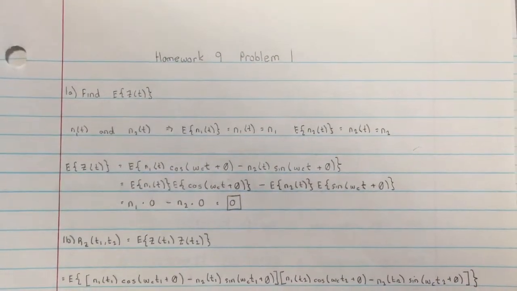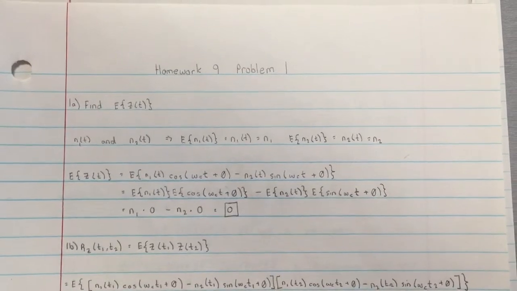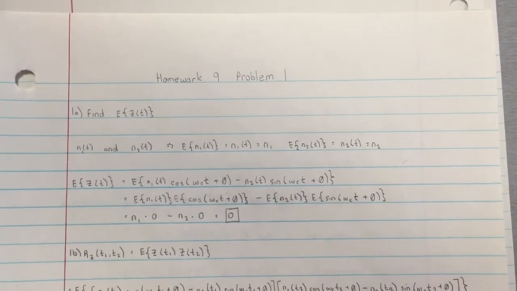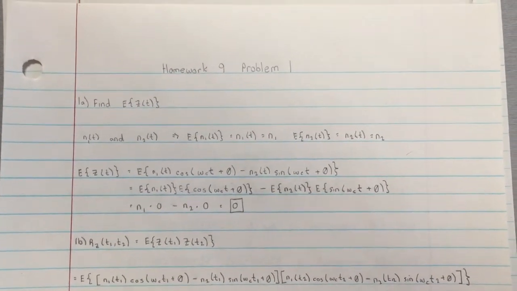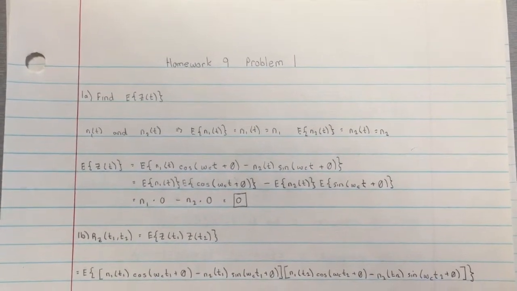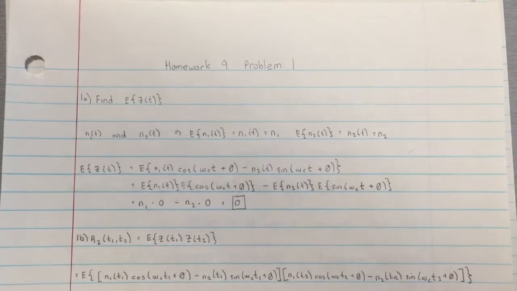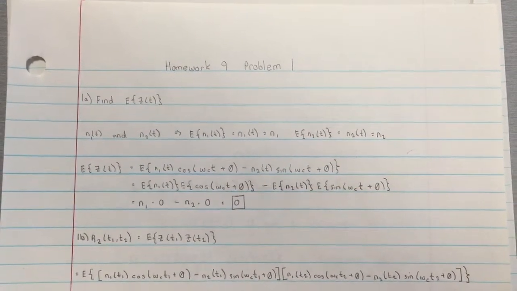Okay, so this is homework 9, problem 1. And so the first part, we are to find the expected value of z of t, where we have z of t equal to n1 of t times cos of wc times t plus theta, minus n2 of t times sine of wc of t plus theta.